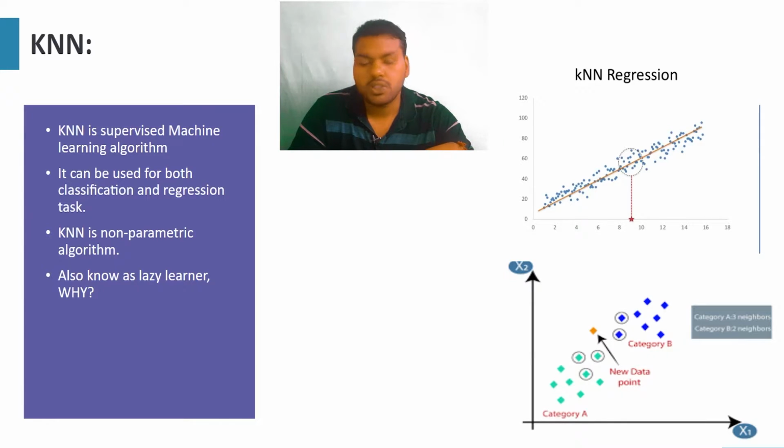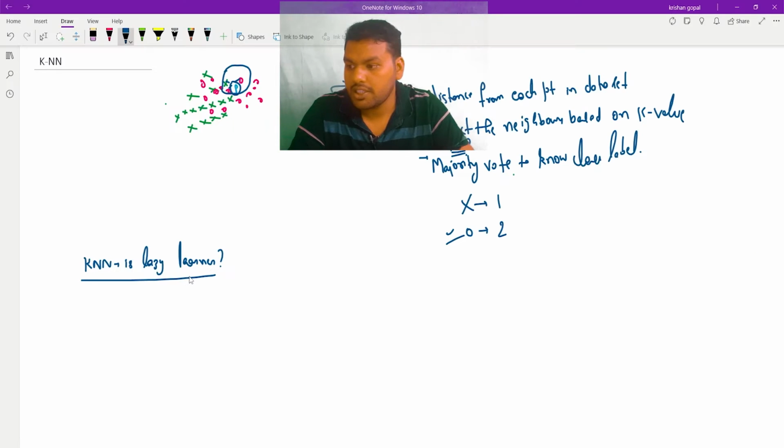Now come to the next point. KNN is a lazy learner. This is one of the most important points to understand while studying this algorithm. So why is KNN a lazy learner? Because up to this point, what we studied needs training data, information to train our machine learning model. That means in every algorithm, we have one training phase where we train our model, and then at the testing phase we do the prediction.